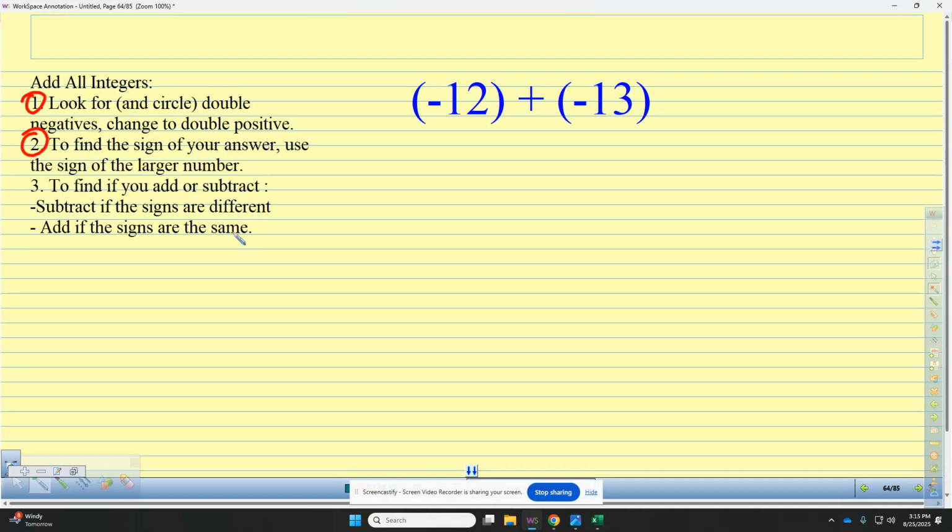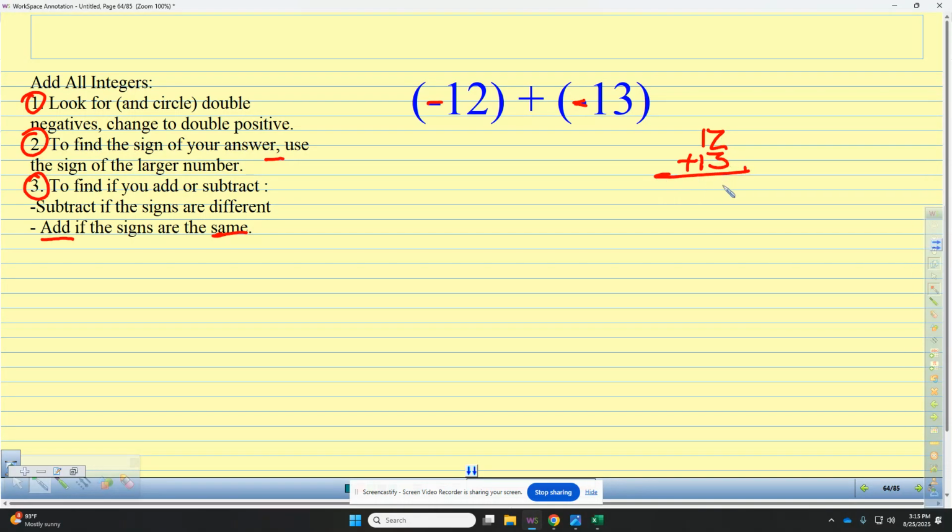What is the sign of the larger number? In this case, the sign of the larger number is a negative. So that tells us our answer is going to be negative. We go to step 3, where we're figuring out if we're adding them together or subtracting. We subtract if they're different, add if they're the same. They're both negatives, so that means they're the same.